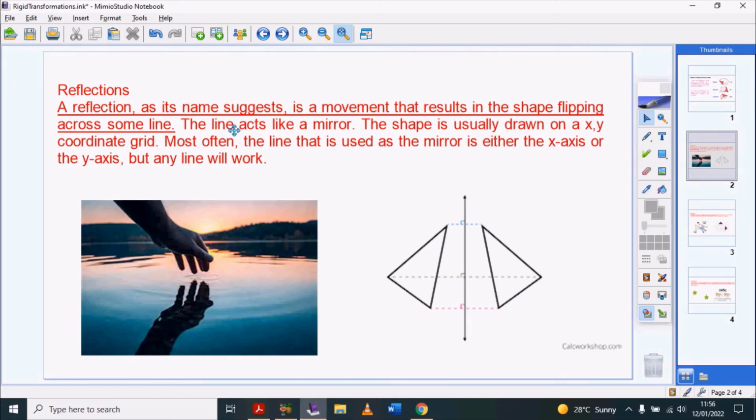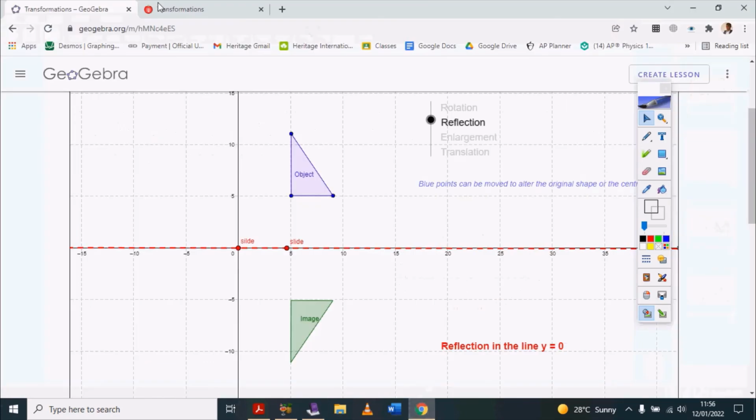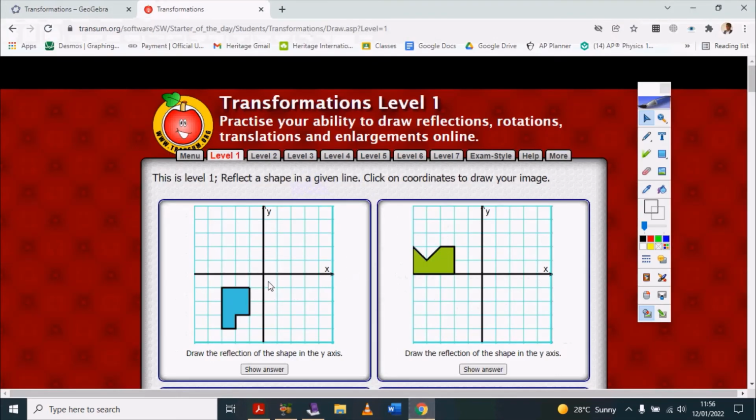So the line acts like a mirror, and the shape is usually drawn on an x or y coordinate. Most often the line that is used as the mirror is either the x or y axis. I already said this, but any line works. So let me show you some of what I'm going to be asking you to do.